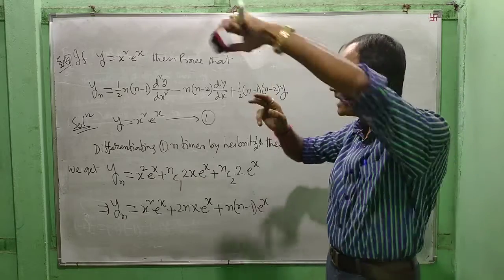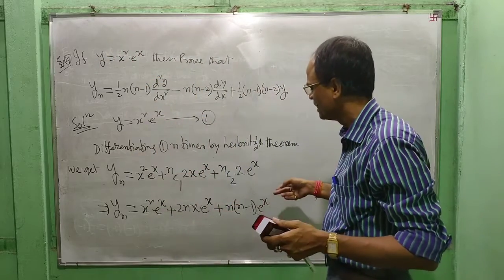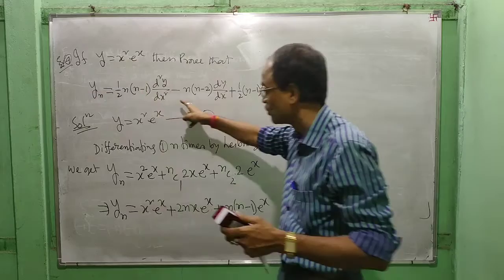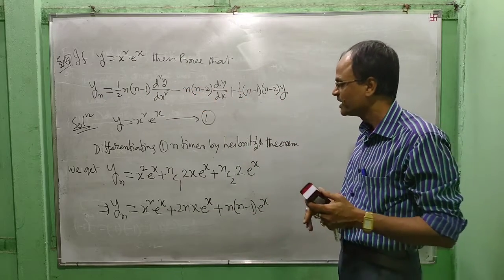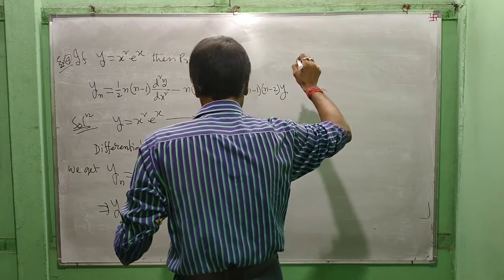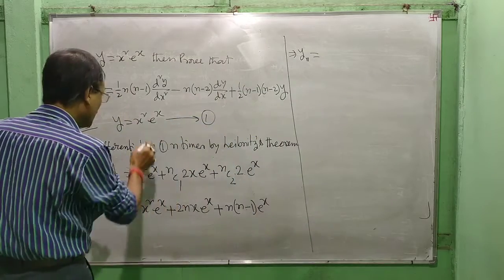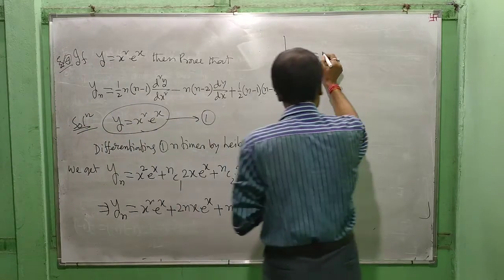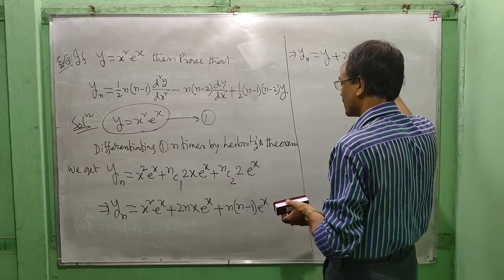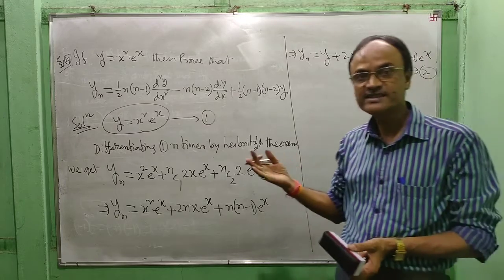If your question is like that, if y is equal to x square into e to the power x, find y_n, then this is the answer. But here you are to prove that y_n is equal to an expression in terms of y, y_1 and y_2. From this you will get y_n equal to, for x square e to the power x you may write y, plus twice n x e to the power x plus n into (n minus 1) e to the power x. Suppose this is number 2.